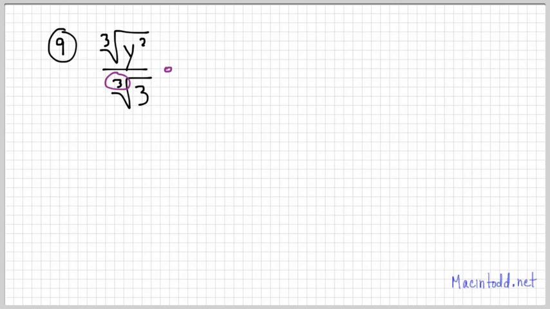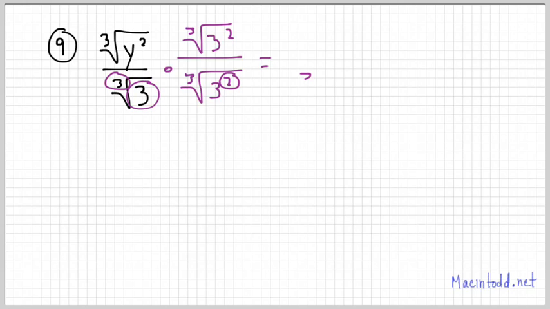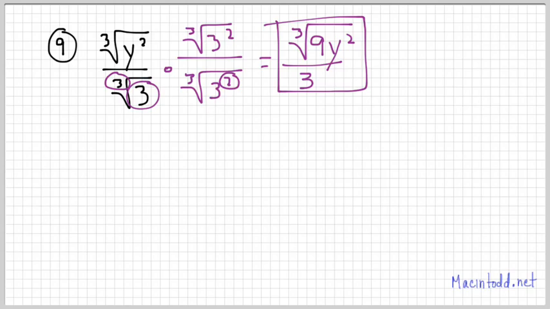Problem number 9. Cube root of y squared over the cube root of 3. The denominator has a radical. I need to have 3 of a kind down there, so I'm going to put in a 3 squared as a factor. On the bottom now I have 3 times 3 times 3. Cube root of that, 3. On the top, I've got 3 squared, 9, and a y squared. And I'm done.